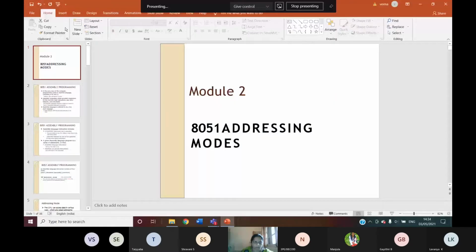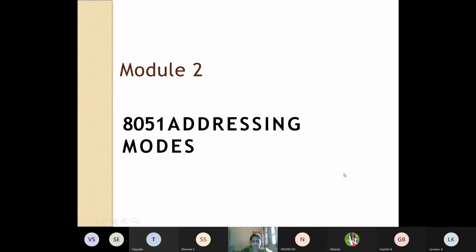Okay, so what is the architecture of the 8051? What are the different registers in the 8051? What is the internal RAM organization, and what is the pin diagram of the 8051? How do we interface external RAM to the 8051? All those things we have seen in the last class.